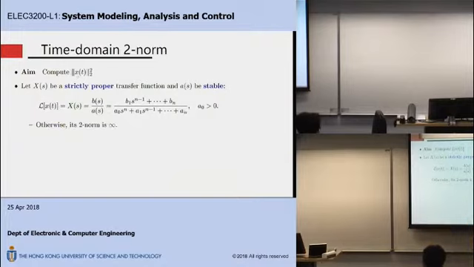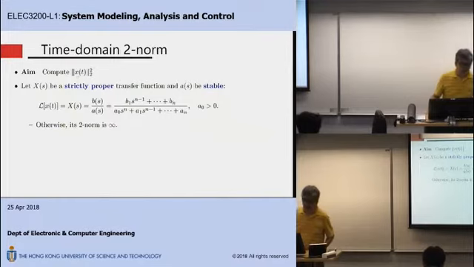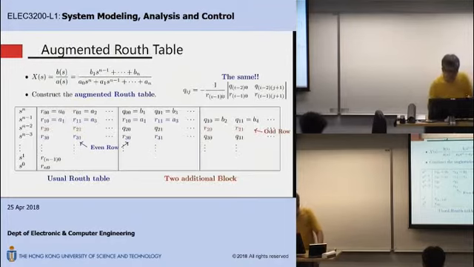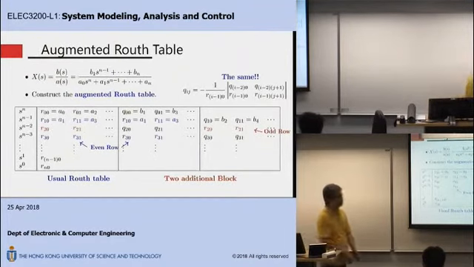So in that case, there's no point in doing any further computation. That's why we only look at the case when this is strictly proper and stable, so that you really have a finite two norm. Then you can do the computation, and the computation is sensible and meaningful. How do you do the computation? You do the following.